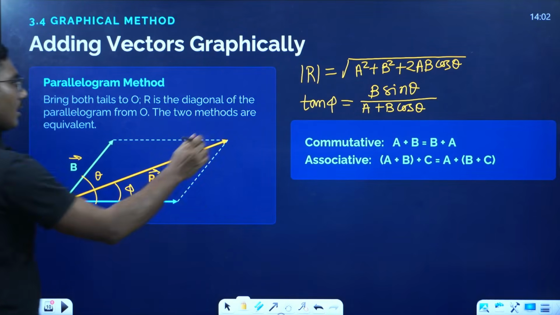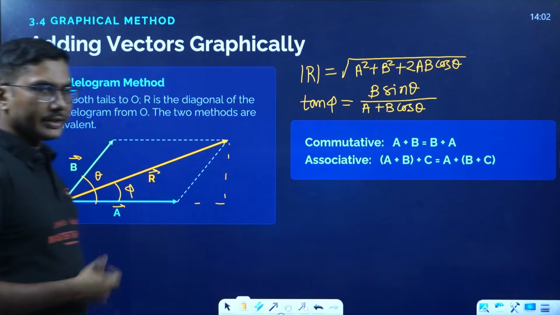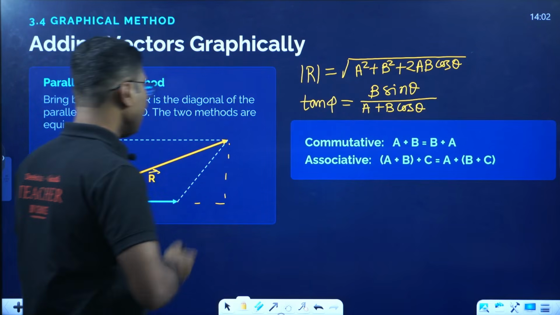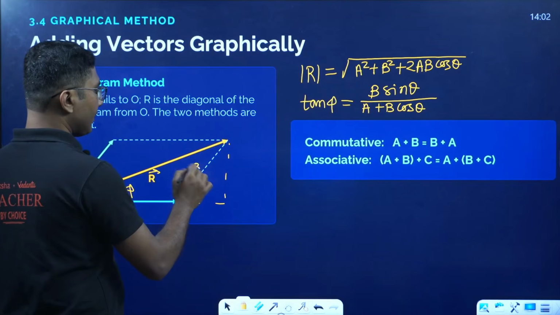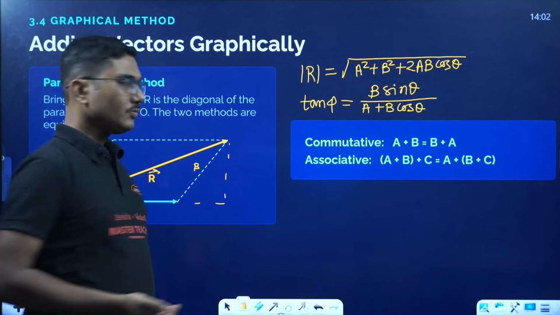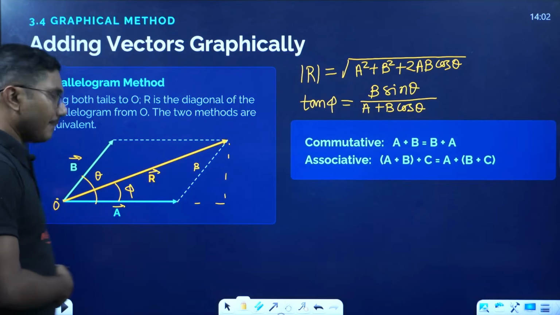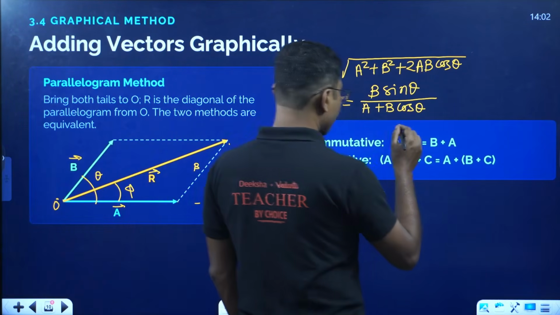You can draw a perpendicular along this and then calculate it. This can be done very easily. You can even see, if this is b, this vector will be b, and you can calculate the resultant as well as the angle as well. Now, vector addition is commutative in nature.